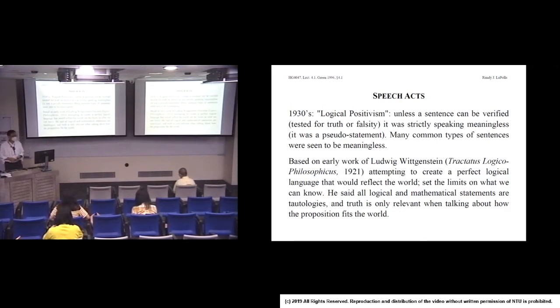But in real language, it's kind of different. In trying to create this perfect logical language that would reflect the world, he set the limits on what we can know and what we can say. He said we shouldn't talk about things we can't say as true or false. He said all logical and mathematical statements are tautologies, and truth is only relevant when talking about how the proposition fits the world. So that really limited things.